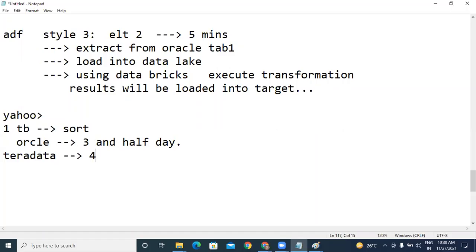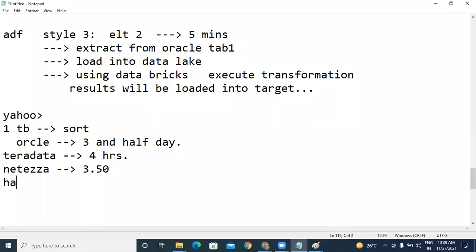It has given 4 hours. In 4 hours, it has performed one TB, because sort is a complex operation. 1 terabyte data sort operation was done by Teradata in 4 hours. After that, tested with Netezza. It has taken 3.5 hours max, 3 hours 50 minutes, like this, almost near time.